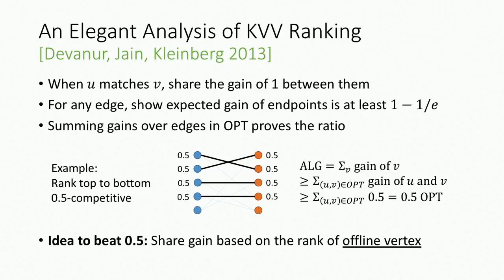Now, of course, the reason that we are not beating 1/2 now is because this splitting of 1/2, 1/2 is too naive, and in particular, it doesn't make use of any special property of ranking, so we cannot hope to get better than 1/2. The idea to beat 1/2 is to share the gain based on the rank of the offline vertex. Before I get into how exactly I'm going to share the gain, just the high-level idea: sharing the gain based on the rank of the offline vertex does not immediately carry over to the fully online model, because right now we don't have offline vertices.